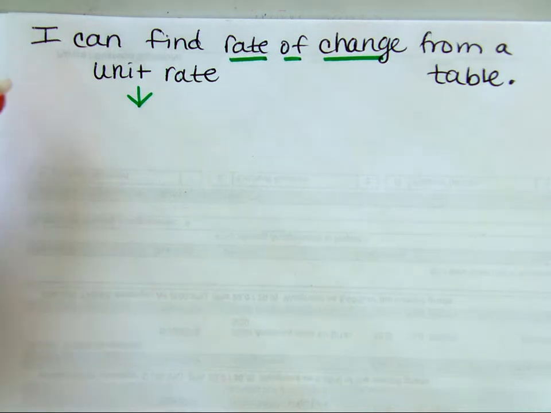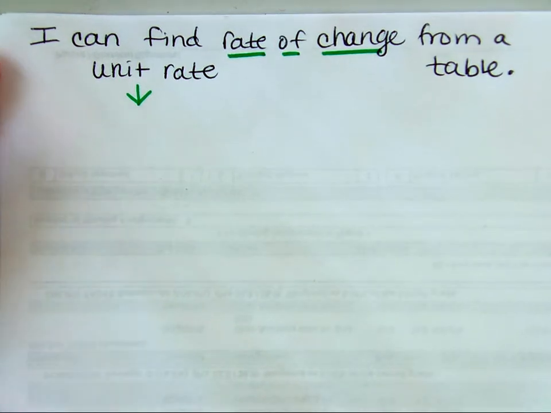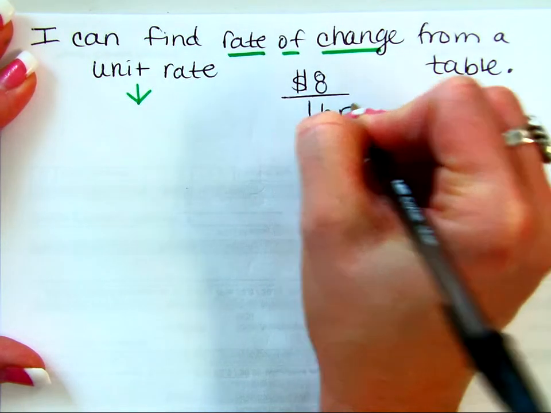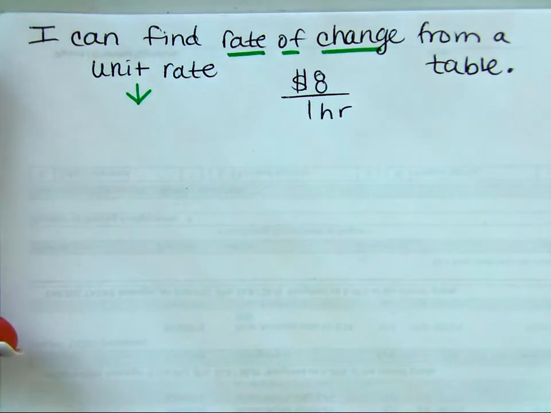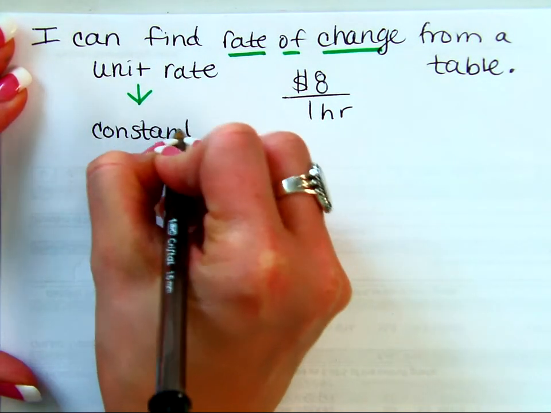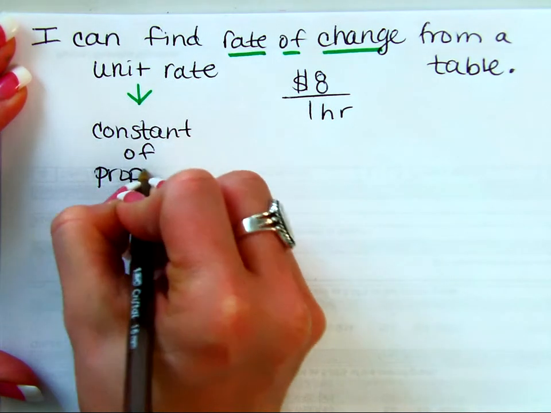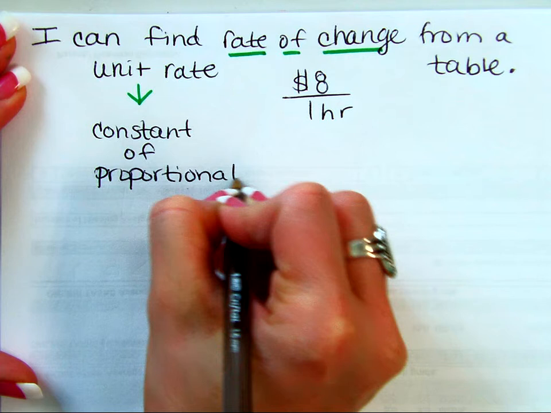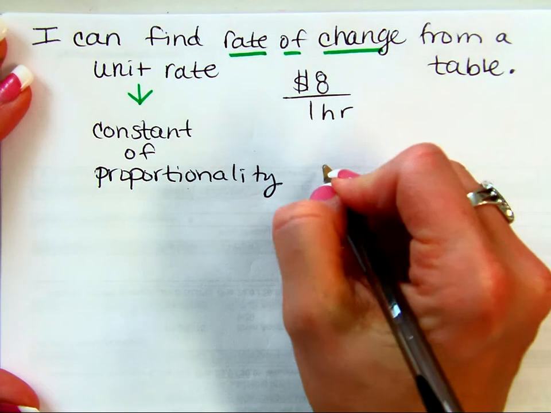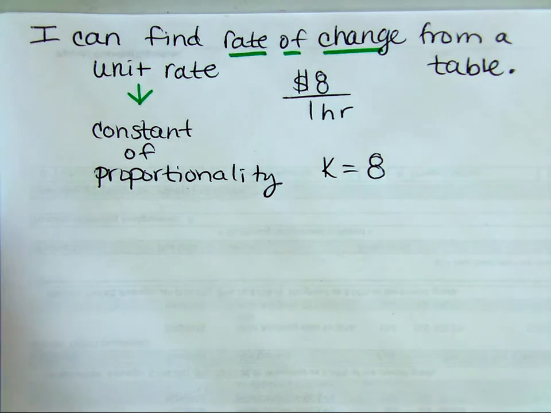Okay. So we started out talking about unit rate first, right? Yep. Then I said unit rate has another name. What's the next name that we turned it into? Because unit rate looks like this: $8 for 1 hour, right? Okay, then what? Great. Constant of proportionality. And the constant of proportionality was K equals 8, right? Yes.